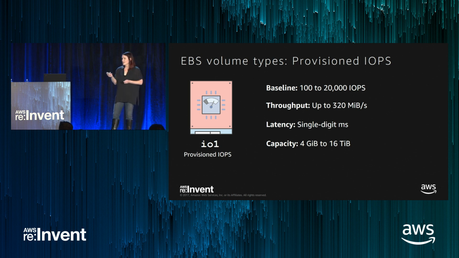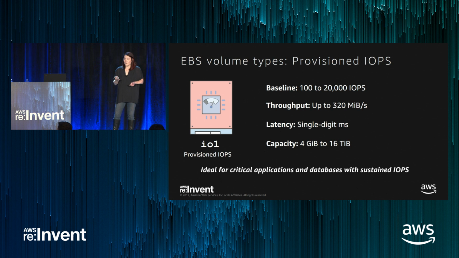One is IOPS consistency. IO1 is designed to deliver within 10% of provisioned performance 99.9% of the time. That's in comparison to GP2, which delivers 99%. And that 0.9 is an order of magnitude of difference in IOPS consistency. Similarly, in terms of latency consistency, IO1 is also much different. IO1 has a much narrower band of latency variation, so its latency is much more consistent than GP2, and you see a lot less jitter.